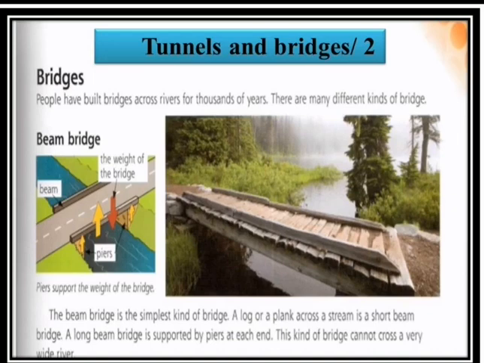Beam bridge. The beam bridge is the simplest kind of bridge. A log or a plank across a stream is a short beam bridge. A long beam bridge is supported by piers at each end. This kind of bridge cannot cross a very wide river.